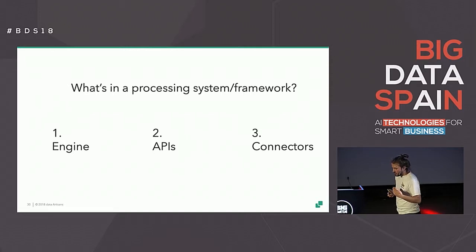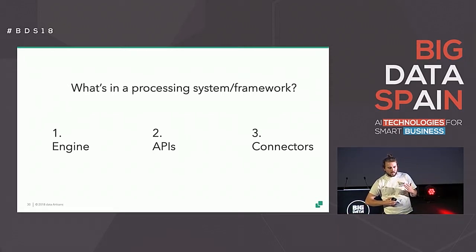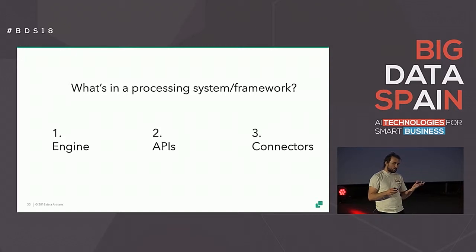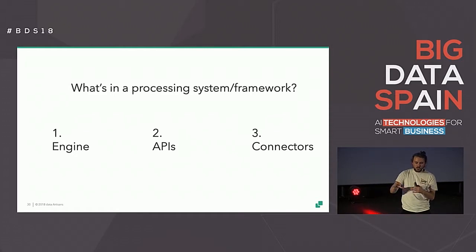Talking about Flink, what are the things that you have in a stream processing system or in a processing framework in general? In my opinion, you have three parts. You have the engine, which makes sure that you can execute programs and that manages the different machines. If you have clusters of several machines, the engine makes sure that the communication between those machines works and that, for example, you have a good network shuffle between them.